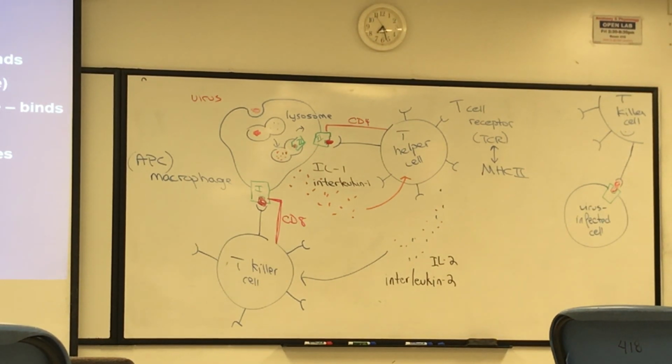recognizes it. Would that be an MHC class 1 or an MHC class 2? That's presenting that antigen to the T helper cell. T helper cells bind to MHC class 2. T killer cells bind to MHC class 1. Okay?